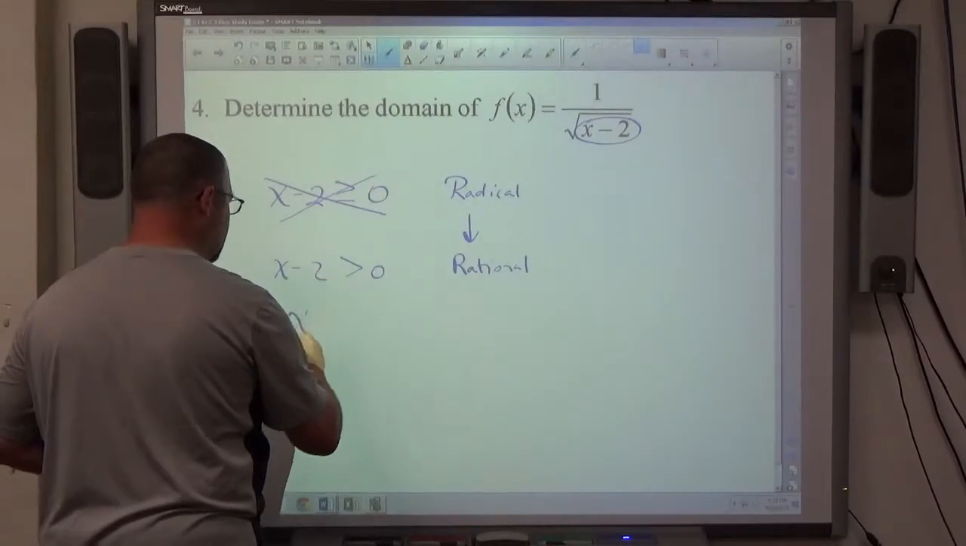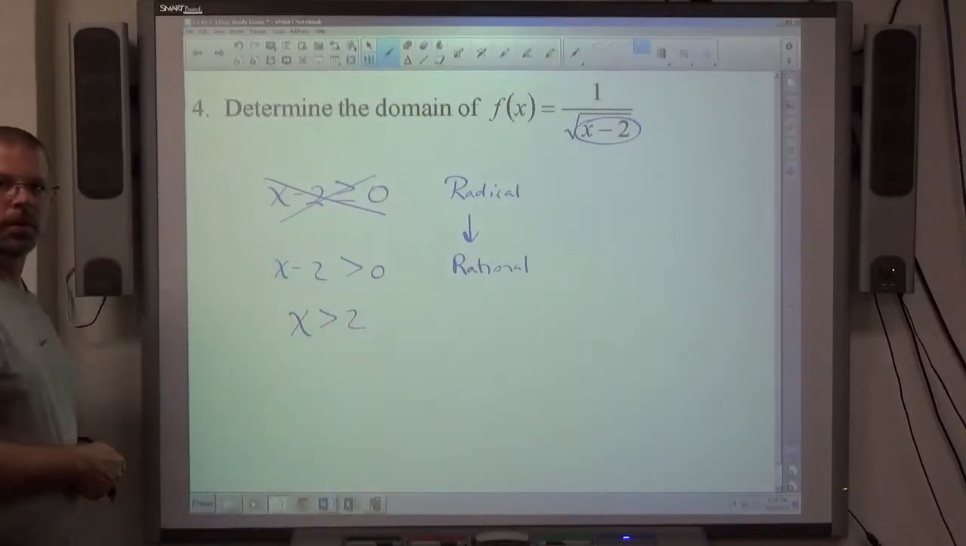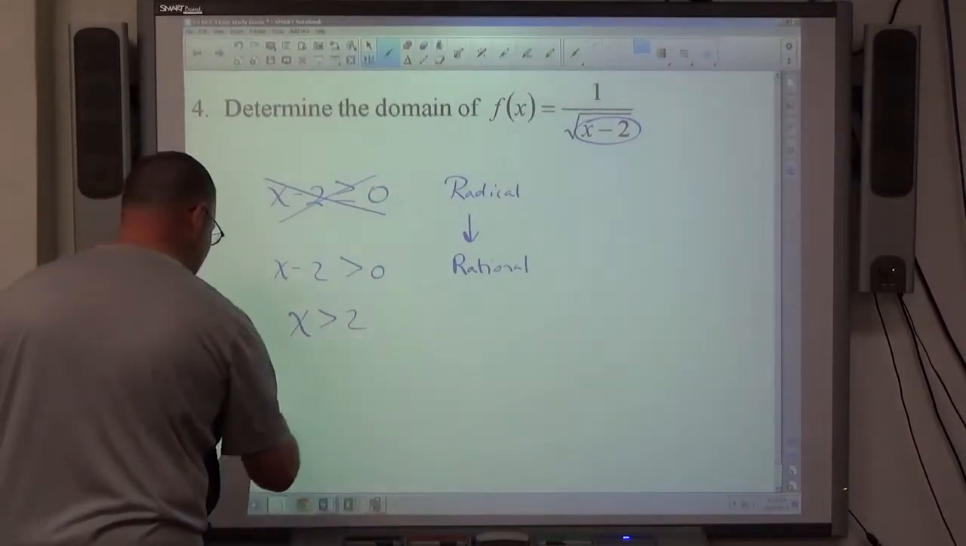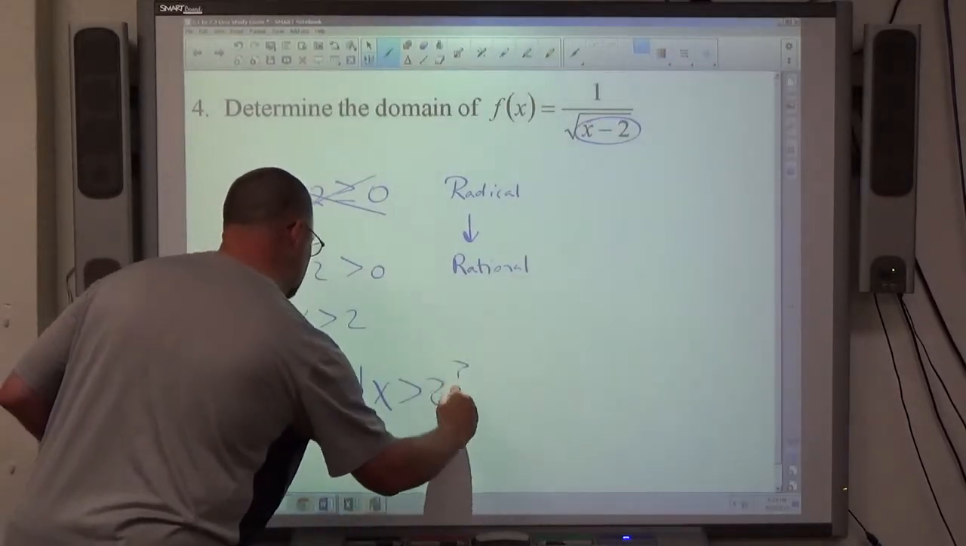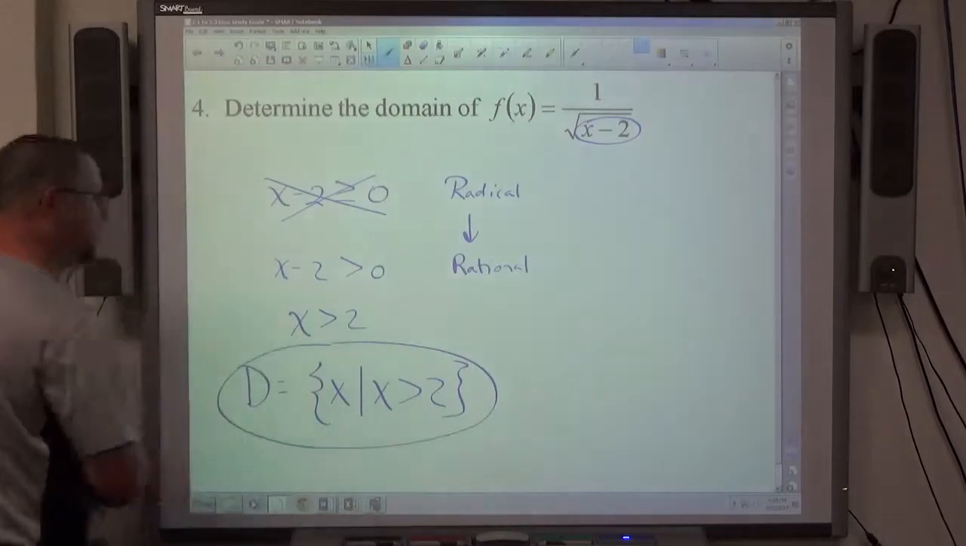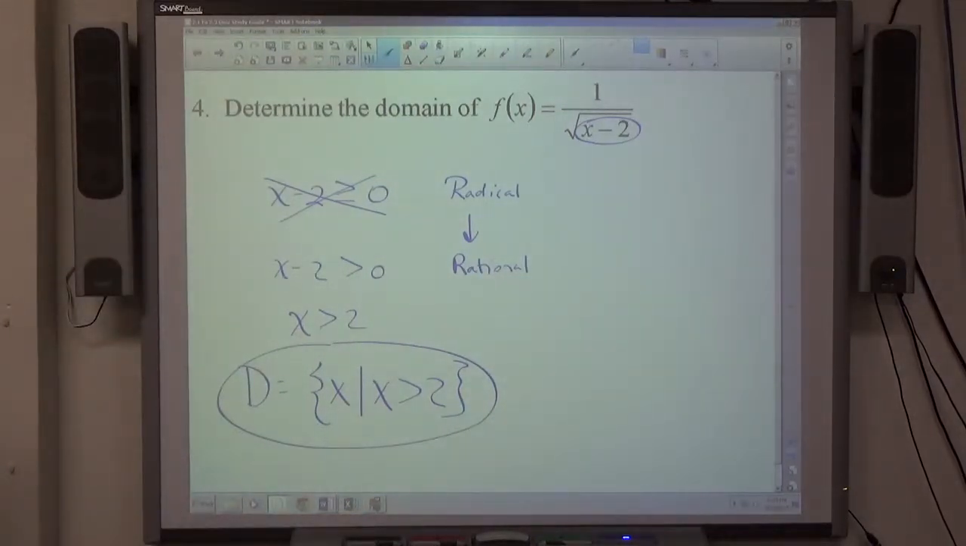At this point we solve: x is greater than 2. That's my domain. Domain is the set of all x such that x is greater than 2. That's all that problem is. Ask for domain, there's the domain. Write in good set builder notation.